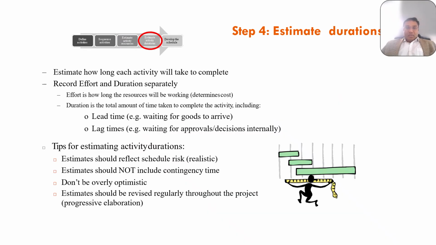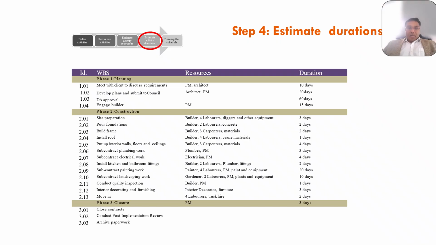Now, step 4 is about estimating duration. Once activities are defined and sequenced, estimate how long each activity will take to complete. This step utilizes historical data, expert judgment, or other estimation techniques to determine the durations. You're now looking at how each item of the WBS has been identified with the resources, what type of resources is required, and their specific duration to complete the task.